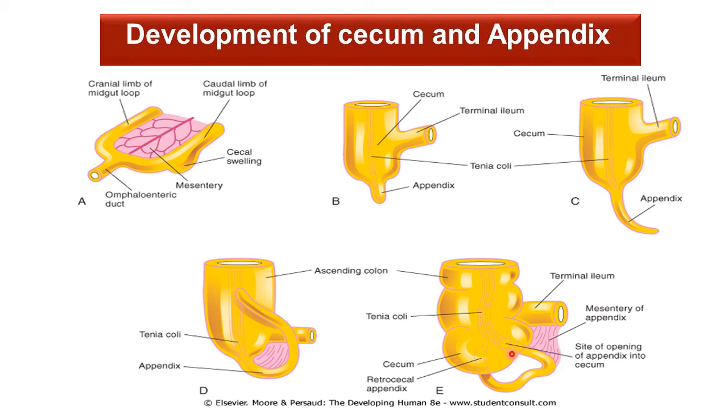I hope you have seen many positions of the appendix, but the normal position is retrocecal, which is present along the posteromedial aspect of the cecum. Initially it is in the midline from the apex, and then with the unequal growth of the cecum, it is shifted towards the posteromedial aspect.